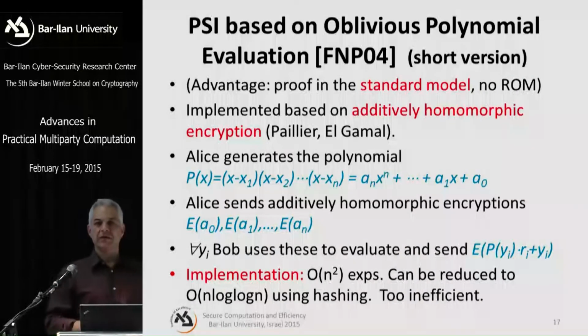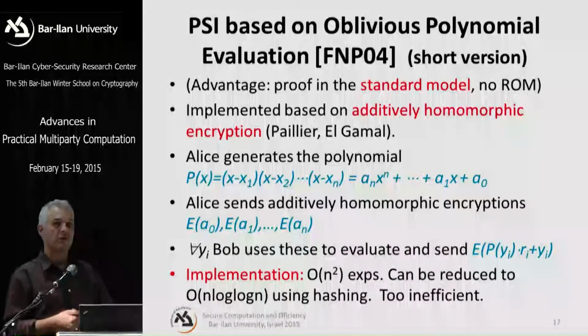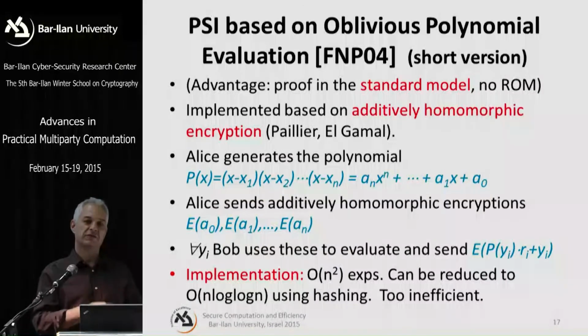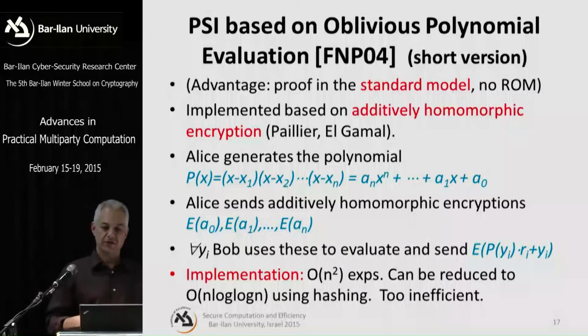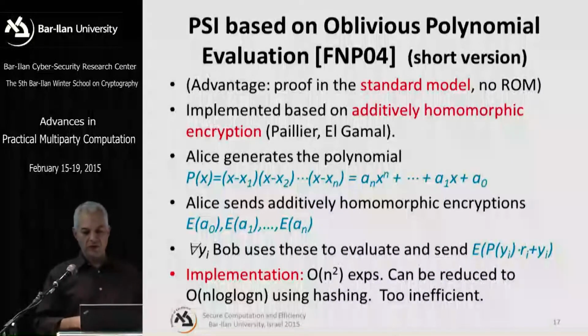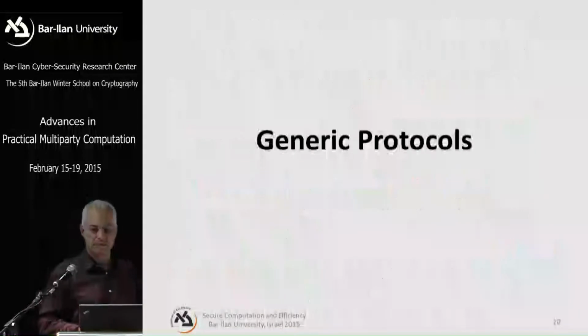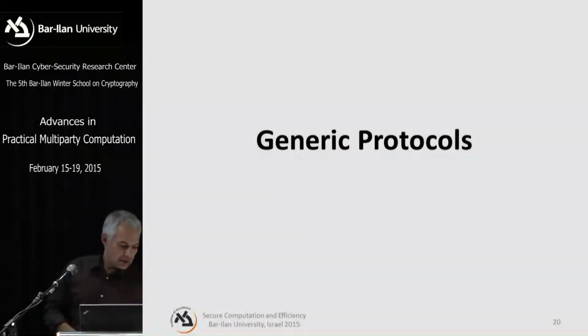What I described here uses n-square exponentiations because you compute a polynomial for each item, and each polynomial is of degree n and requires n exponentiations. You can use hashing to reduce the number of exponentiations to n times log n, but we can do better. We don't want to do log n exponentiations per item. We don't even want to do one exponentiation per item.